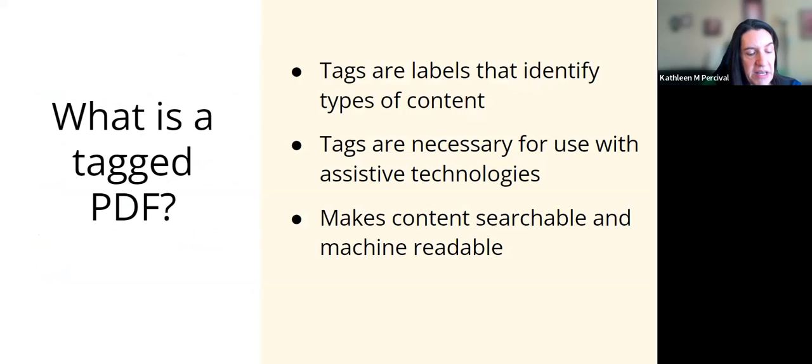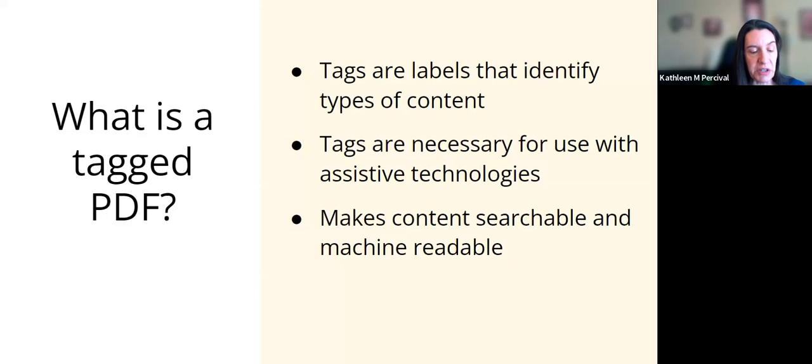So what is a tagged PDF? Tags are labels that identify the content, such as paragraph, heading, list, link, etc. Tags are necessary for use with assistive technology. They allow screen reader users to jump around the document rather than to read the entire thing. And I have a little demo on this. And then tags make content searchable and machine readable, which is what we want in use for assistive technology.